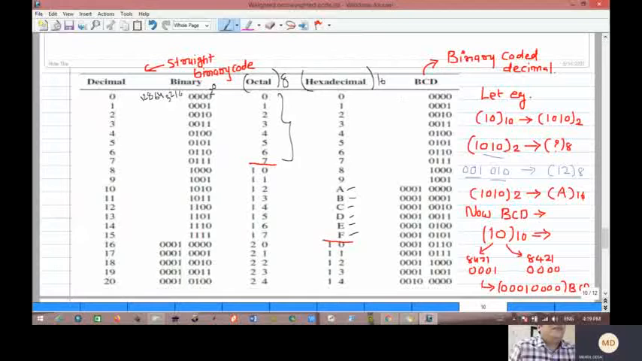Now, in this lecture, we will discuss the BCD code. BCD is nothing but binary coded decimal. Here, the conversion between decimal, binary, and BCD is shown in this table. But here, let us take one example related to code conversion. One example is taken: 10 decimal.